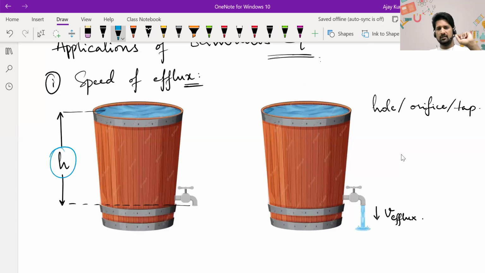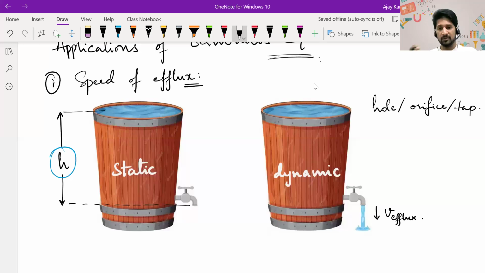Now, once we open the tap and the liquid starts flowing, is it static or dynamic? Static means not moving with respect to the container. Dynamic means moving with respect to the container. It is definitely dynamic. Once the tap is opened, it becomes dynamic. So here the fluid is static. Here it is dynamic. Dynamic means fluid is flowing.